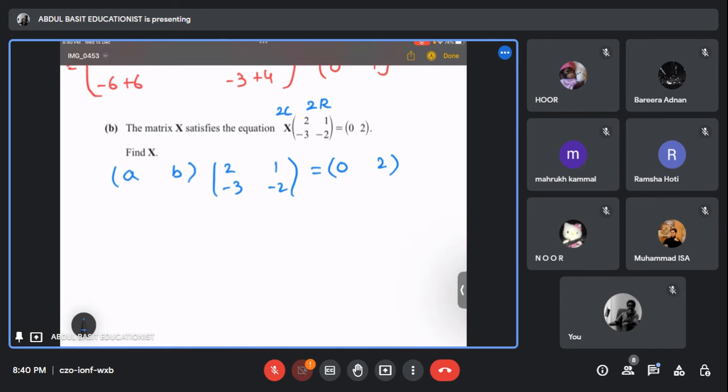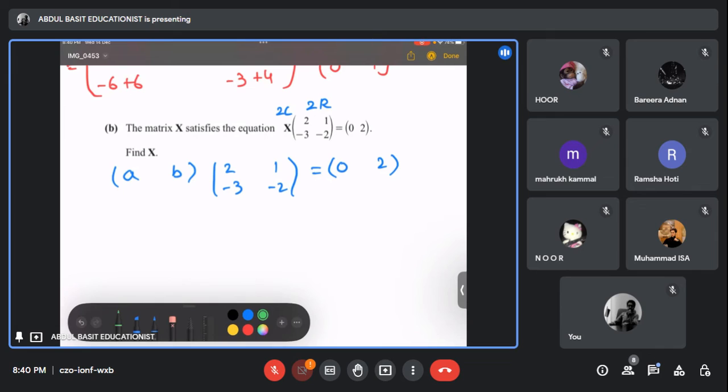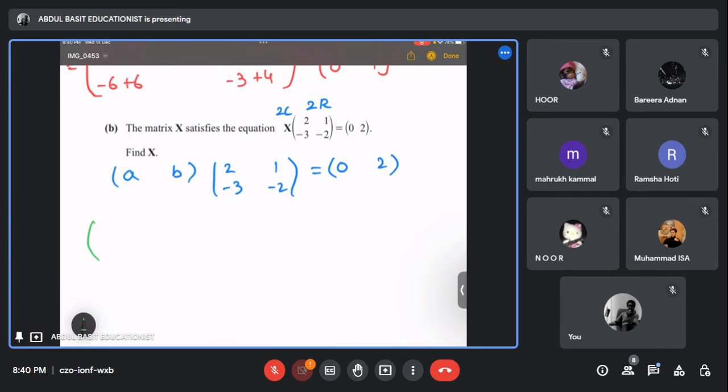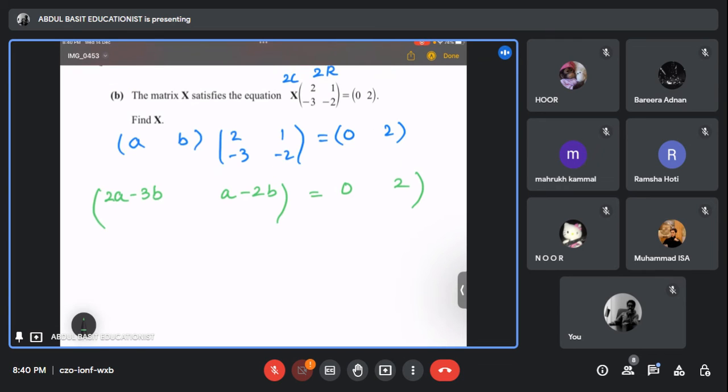So again, multiplication. First row, first column. That's easy. 2 multiplied by a is 2a, and plus into minus 3b, so minus 3b I wrote straight away. Okay, a multiplied by 1 is a, and b multiplied by minus 2 is minus 2b, bracket close, that is equals to 0, and that is equals to 2. Okay, we got this. So it means that 2a minus 3b is equals to 0, and a minus 2b is equals to 2.